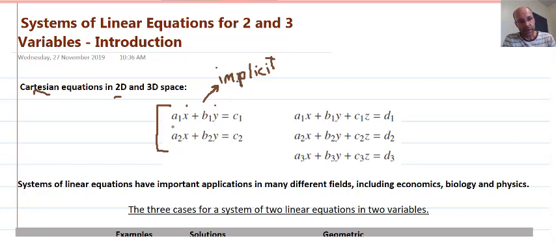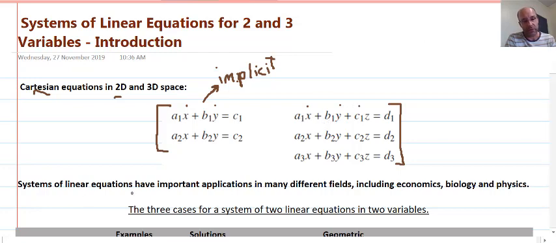So we can see that we have coefficients a1, b1, a2, b2, c1 and c2 there on the other side of the equal signs, and the two variables are x and y. They are also referred to as the two unknowns. There's an example of three variables in three equations. Okay, so three equations in three unknowns that might be considered. You can see that we've got x, y, and z present in that case.